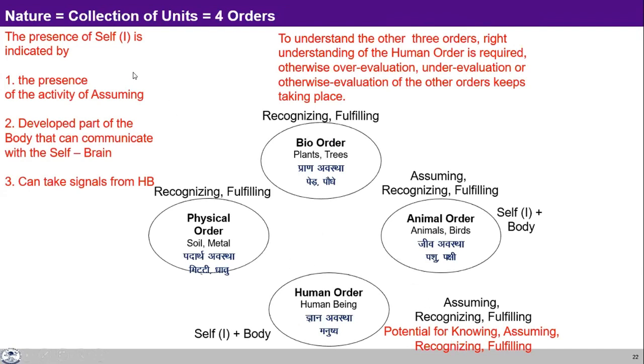The presence of self is indicated by these three things: the presence of the activity of assuming, then a developed part of the body that can communicate with the self, which is called the brain, and it can also take signals from the human being. But as you mentioned, we can understand the other three orders only when we have the right understanding of the human order. Unless we are clear about ourselves, we keep on superposing certain assumptions about ourselves on the other three orders, and over or under evaluation keeps on taking place.